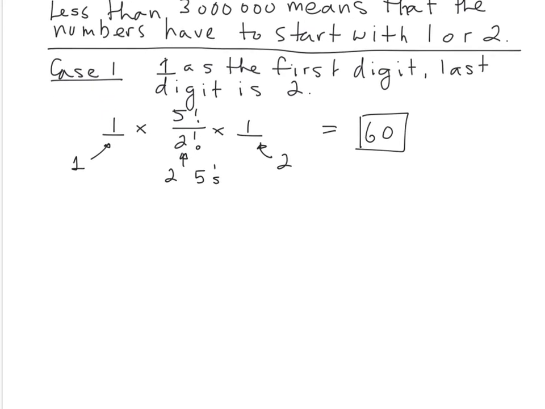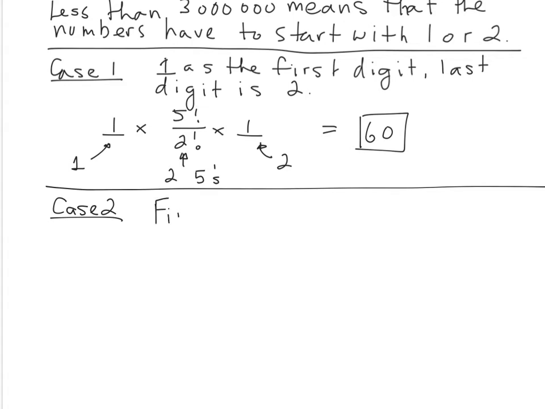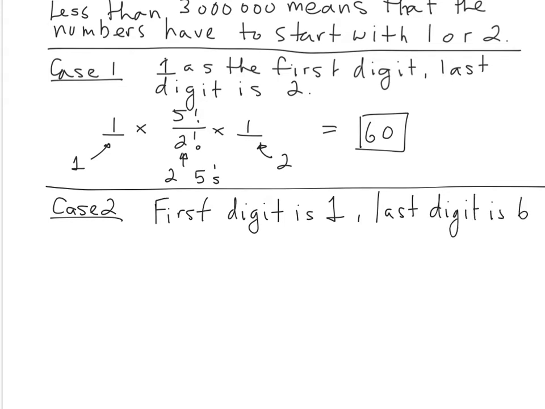And you can try case 2. What I did with case 2 is let the first digit, I'll set it up and then you can try it. So here's case 2. And we're going to say first digit is 1, and the last digit is 6. Okay, first digit is 1, last digit is 6.